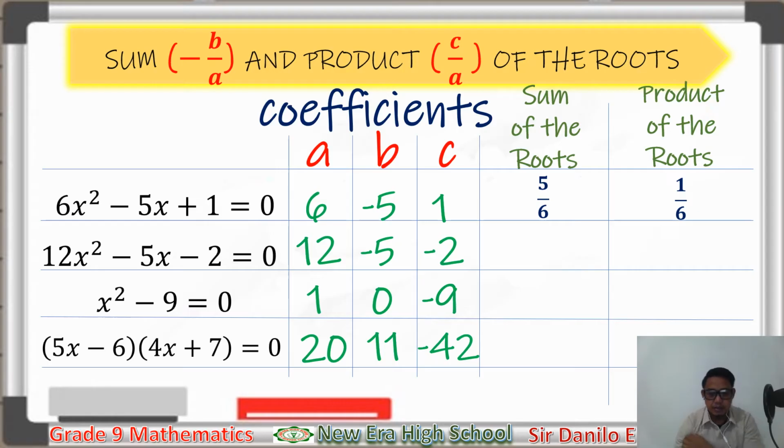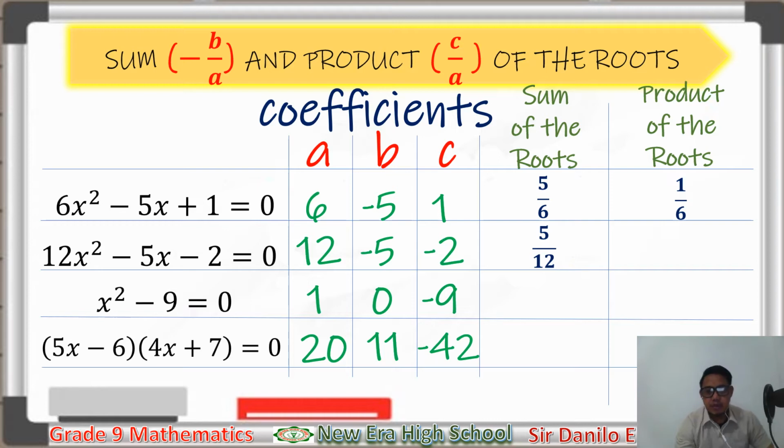Okay? Let's continue on number 2. So, ito rin, negative 5 din. Just change the sign of this one. Let's make this a positive number. So, negative b, that means negative times the negative 5 is positive. So, sum of the roots is 5 over 12.